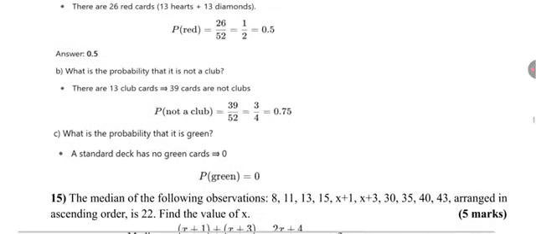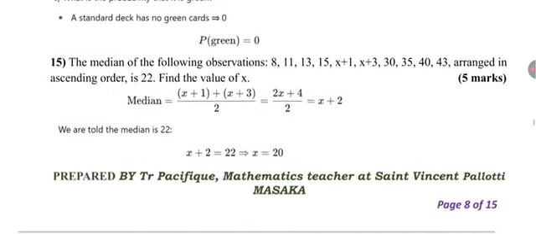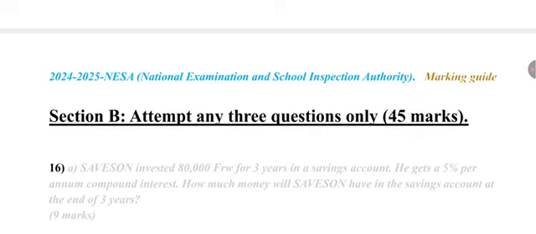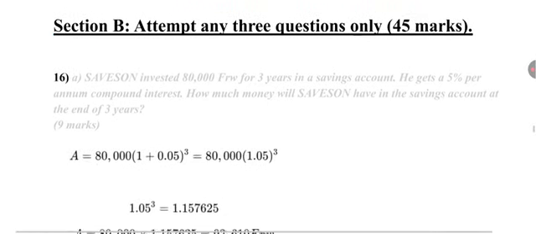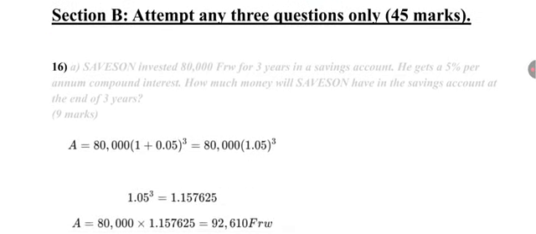And this proof, and I have number 15, and then we have number 16. In section B, we have to attempt any 3 questions, and there is number 16. We have the A, which says Severson invests 80,000 francs for 3 years in a saving account. He gets 5% per annum compound interest. How much money will Severson have in the saving account at the end of 3 years?